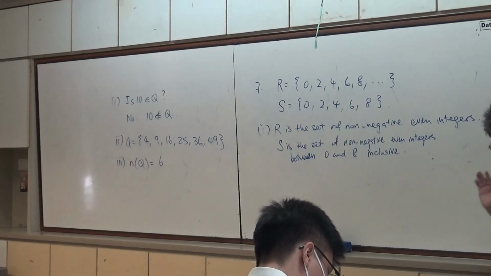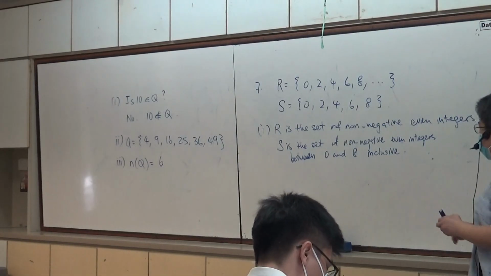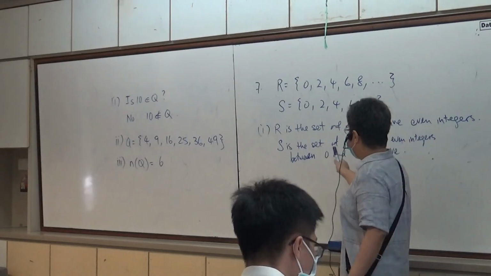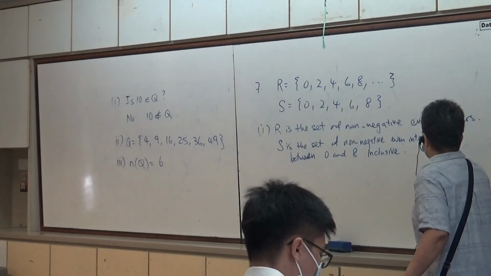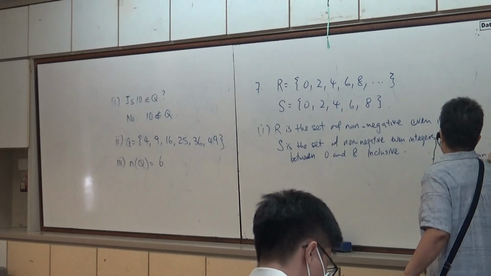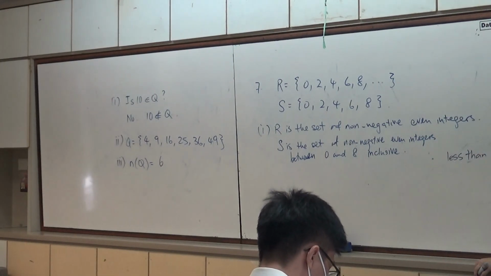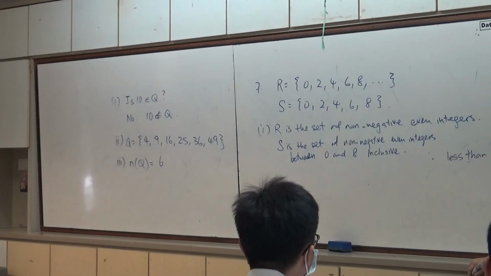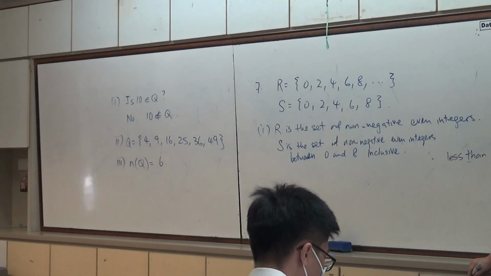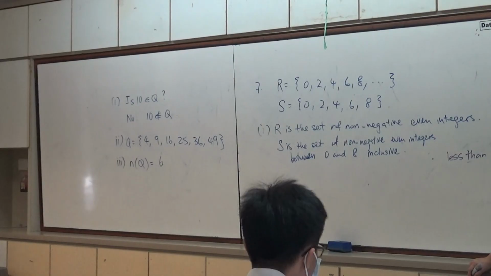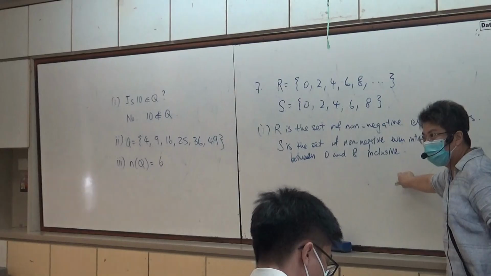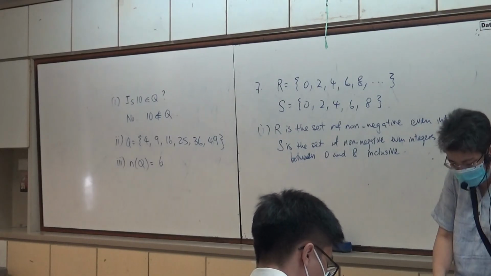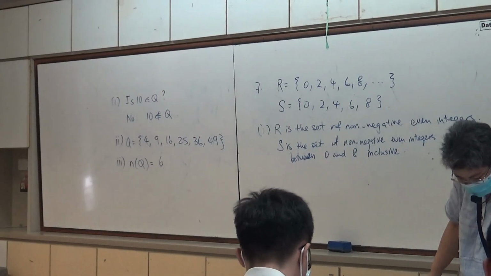Now, I want to ask one question. What if I say S is the set of non-negative even integers less than 10, can? No. Less than 10 also can, right? Less than 10 also can. Okay, but this one is clearer, can you see? Okay, alright, good.